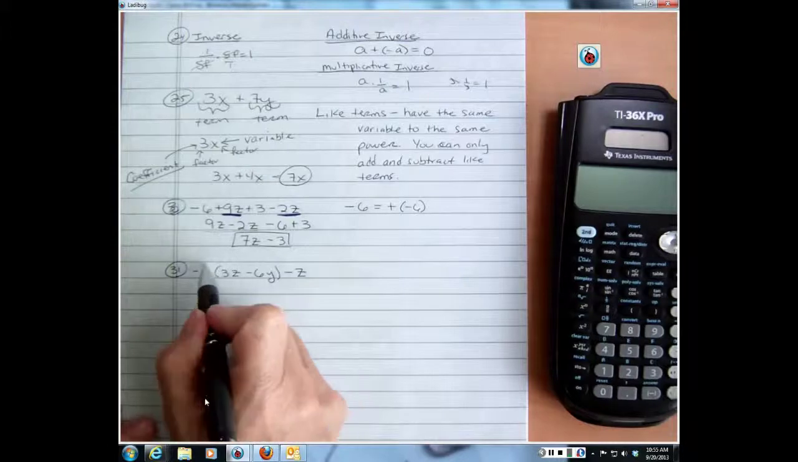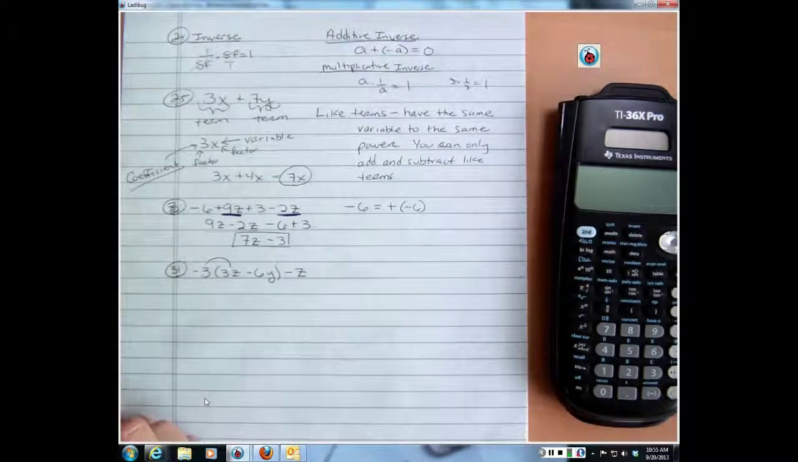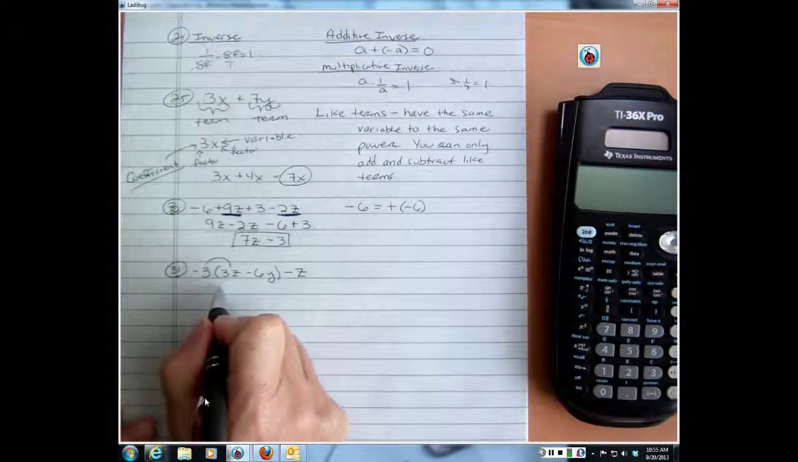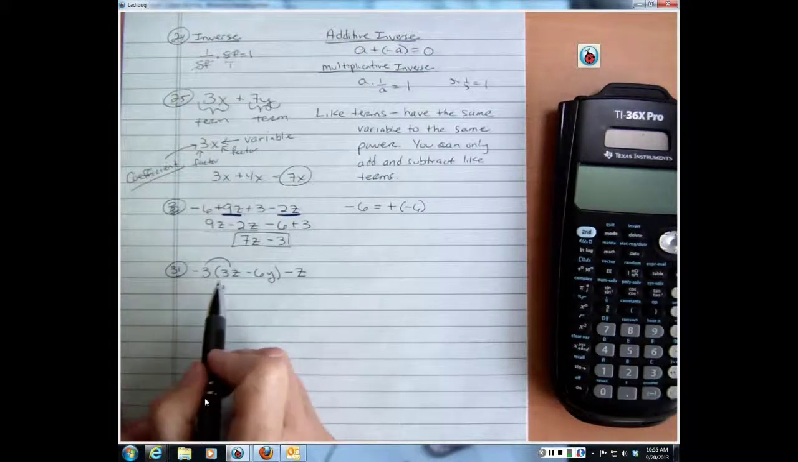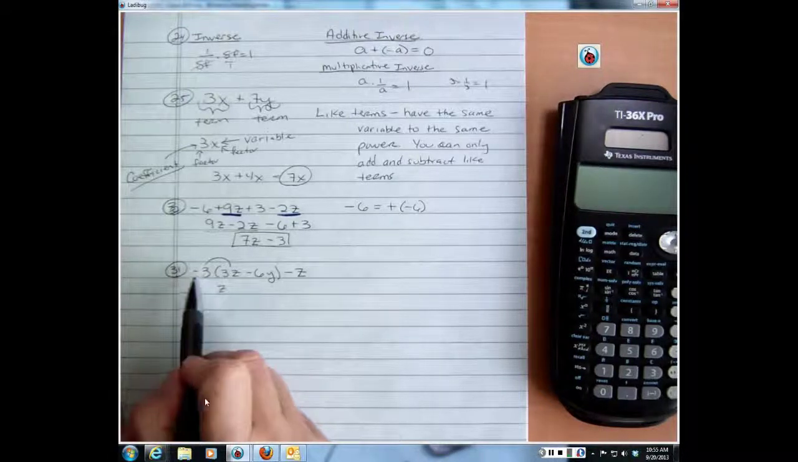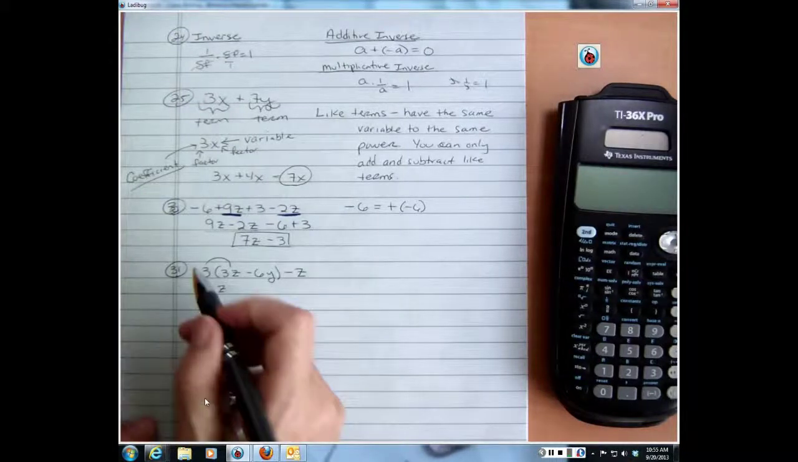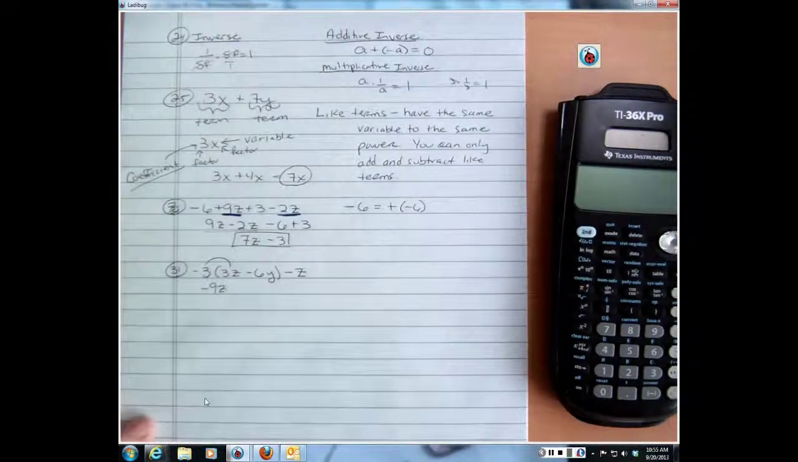Okay, so we're going to do this. Negative 3 times 3z. Well, the z comes along for the ride. But I have to figure out what's negative 3 times positive 3. I have one negative and one positive. That's one negative. Multiplication and division rules: if you have an odd number of negatives, you get a negative answer. So that's going to be negative 9z.